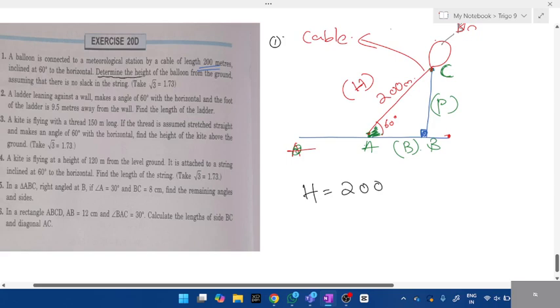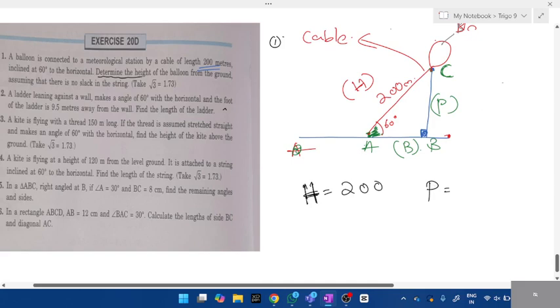Ananya, read the last second sentence. Determine the height of the balloon from the ground. Yes, height of the balloon from the ground. So instead of height, what do we call this height in terms of triangle? We call it the perpendicular. So the hypotenuse is given, and the perpendicular is what we have to find.